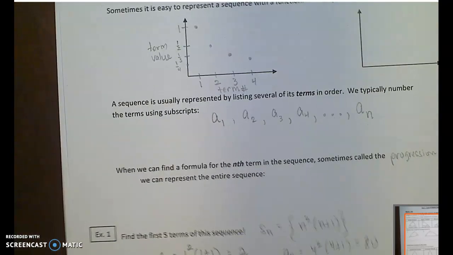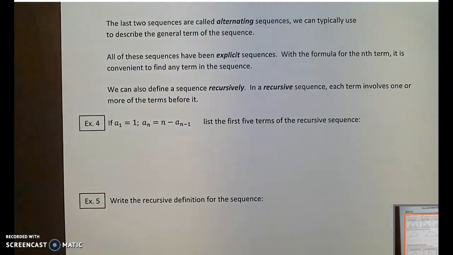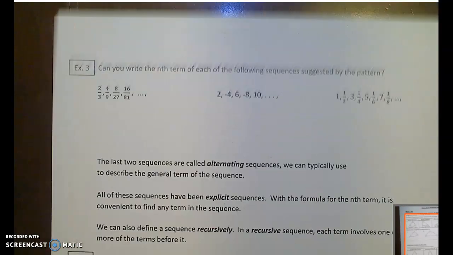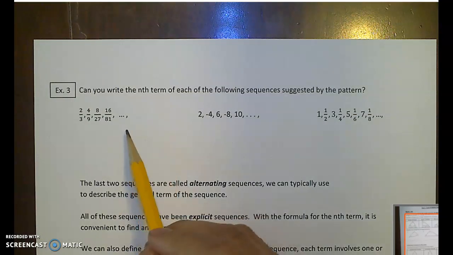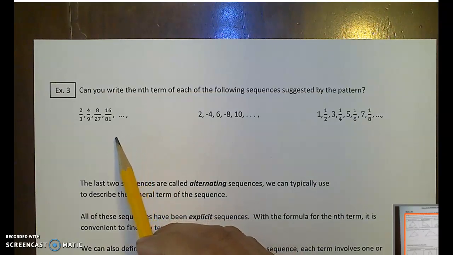Alright, so let's go ahead and go on to the second page of the notes. It says, can you write the nth term of each of the following sequences suggested by the pattern? So we're trying to write that generic nth term. Technically these patterns, these sequences can go on forever if we allow it to. So we want to write that expression that represents basically what the pattern is.